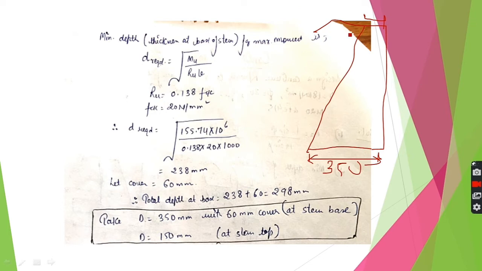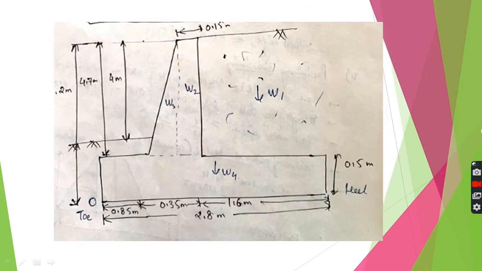You can also take it to be 200 mm, it is up to you, but we try to keep it as minimum as possible because here we have zero moment. So now we have decided all the dimensions of the retaining wall: its height, the width of the base slab, width of the toe slab, thickness of the stem at top and at base, and thickness of the base slab. All these things have been decided.